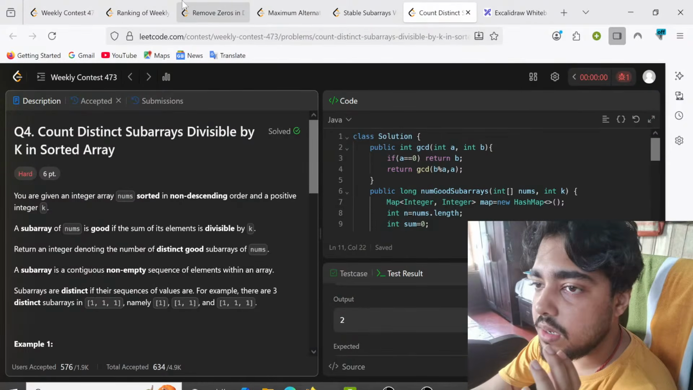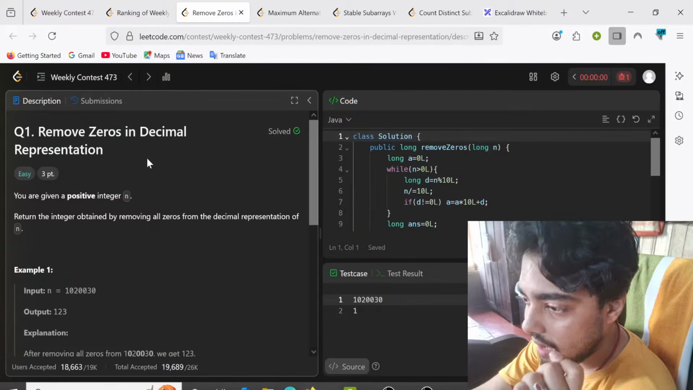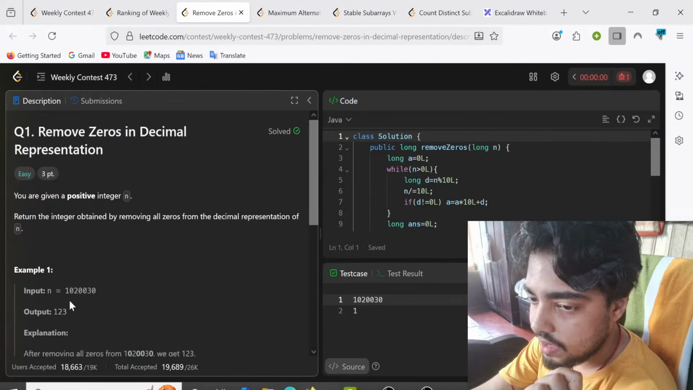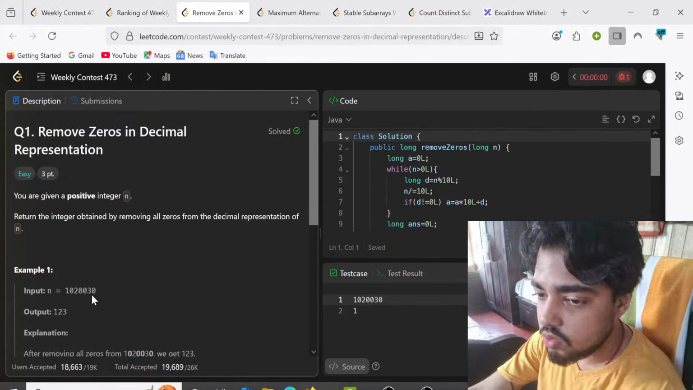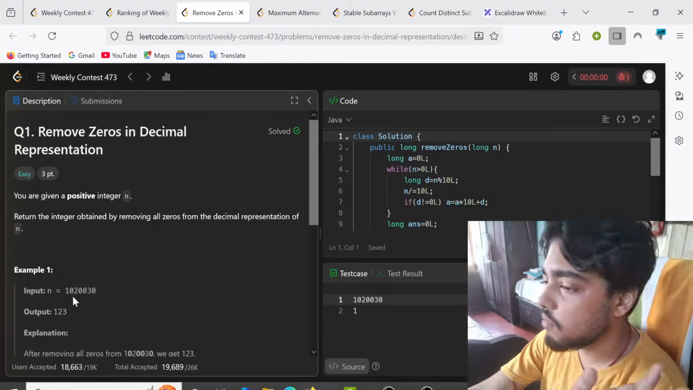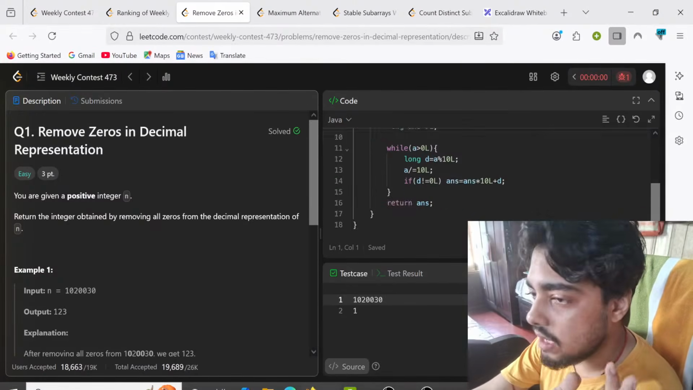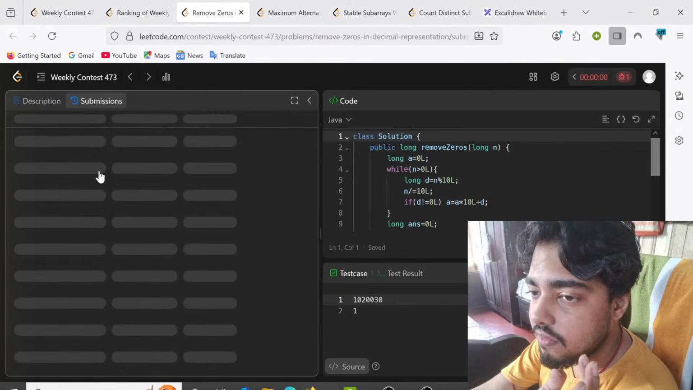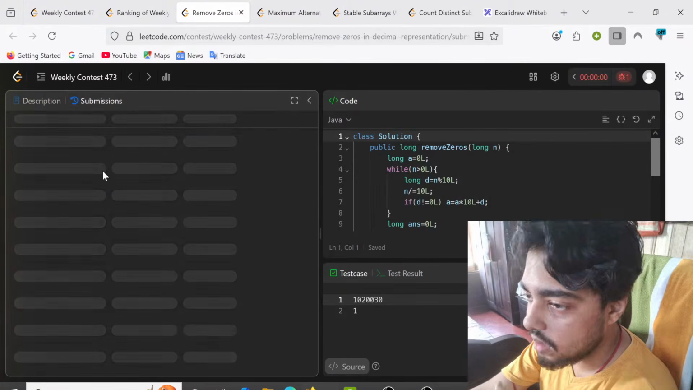That means that you have a number and you have to remove all the zeros that are in it. For example, 1, 0, 2, 0, 0, 3, 0 becomes 1, 2, 3. The zeros are to be removed. So how can you do it? You can simply remove the zeros, like when we find out the digits of a number.